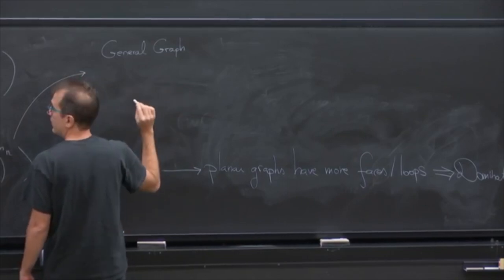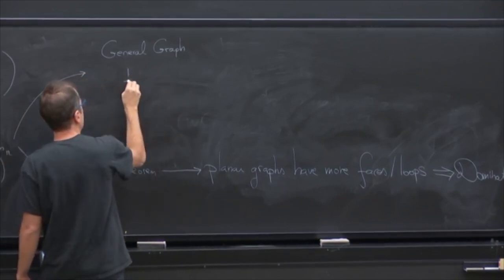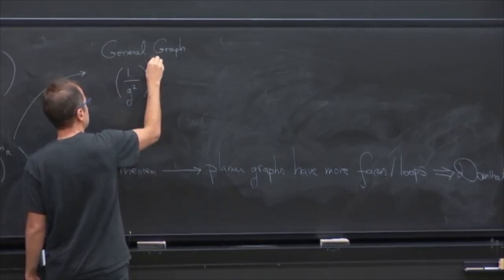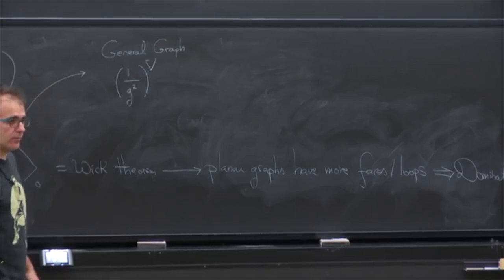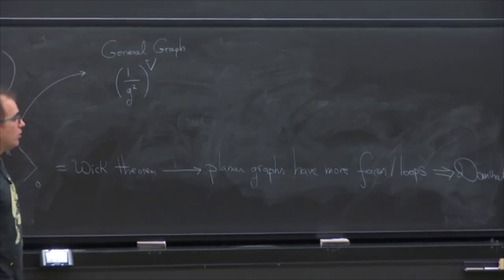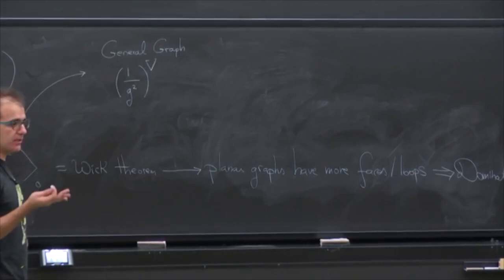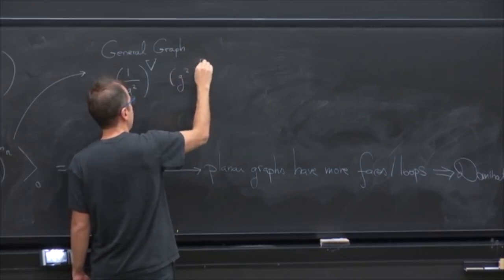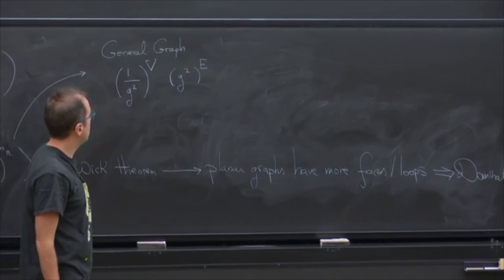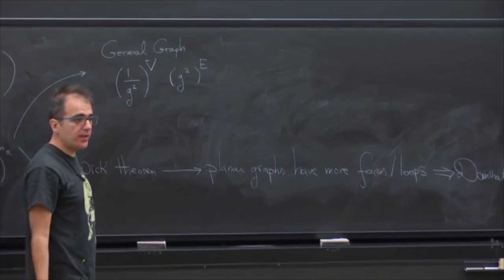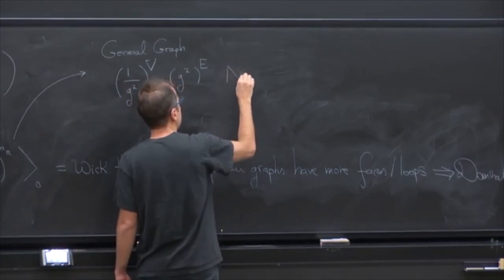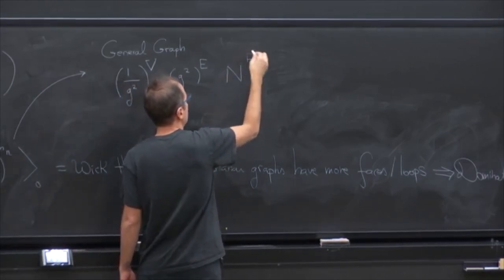Well, first of all, each time we bring down a vertex, we pay a factor of 1 over g squared, to the number of vertices. That's V, right? Then each time we have a propagator, we have an edge, we get a propagator which is a factor of plus g squared. So we get g squared to the power of the number of edges of the graph. And what about faces? Each time we have a face, we get a factor of N, right? So we get N to the number of faces or loops of the graph.